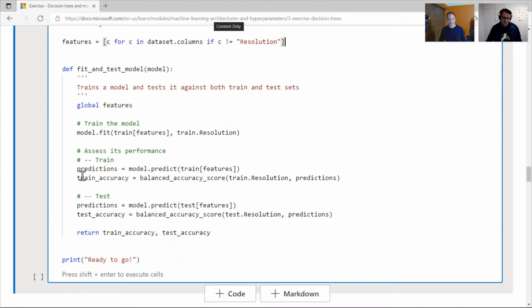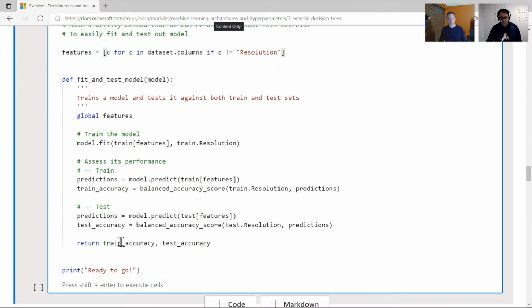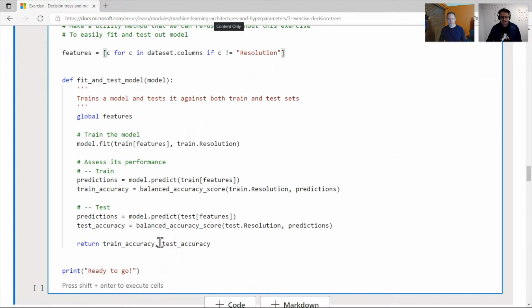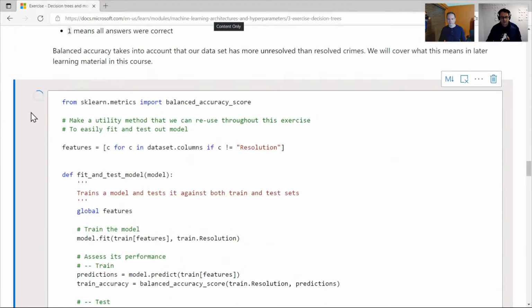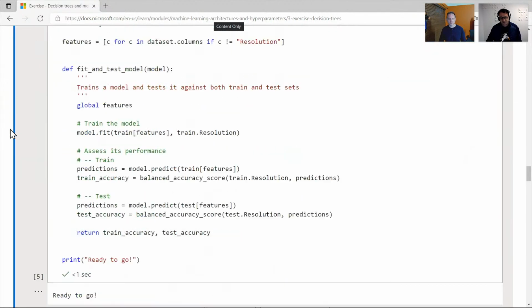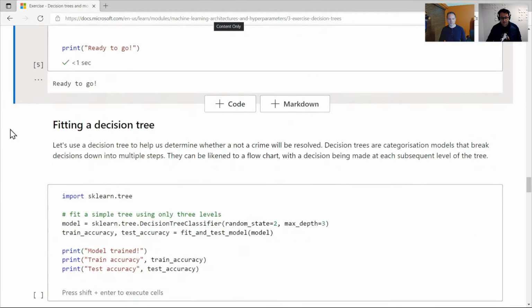And then we actually just measure at that point, and then we return the training accuracy and the test accuracy. That's our fundamental that we'll use, not only in this exercise, but also in the next one as well.